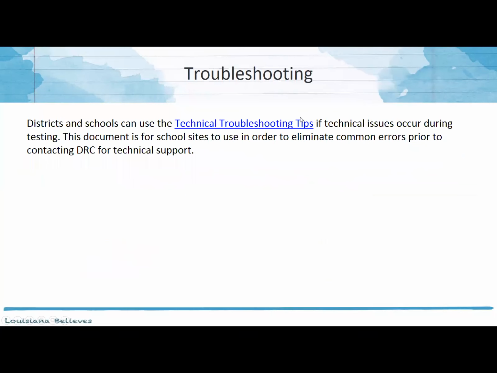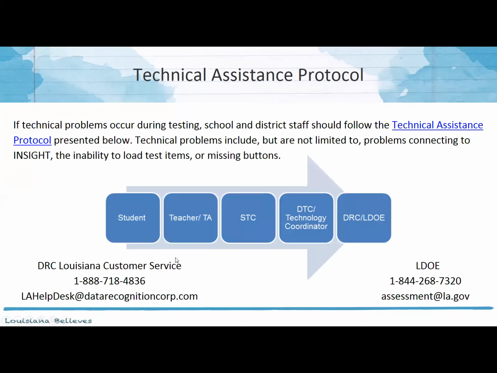The other documents really that could be in the hands of test administrators as well, but your school test coordinator should definitely be familiar with this, and that's the technical troubleshooting tips document. This is a way for school level personnel to troubleshoot before they reach you all. So it has the most common things that are asked, such as the username doesn't work, or the password doesn't work, or the audio isn't playing. It'll have all of those things listed in a chart and things you can do at the school site to troubleshoot without having to always go to the district level.